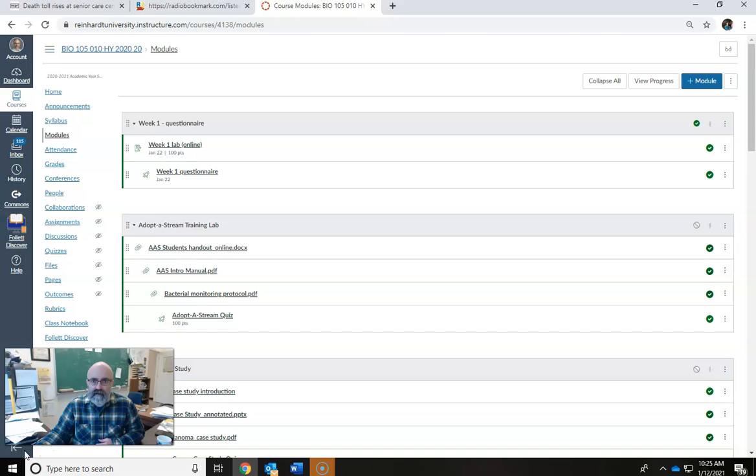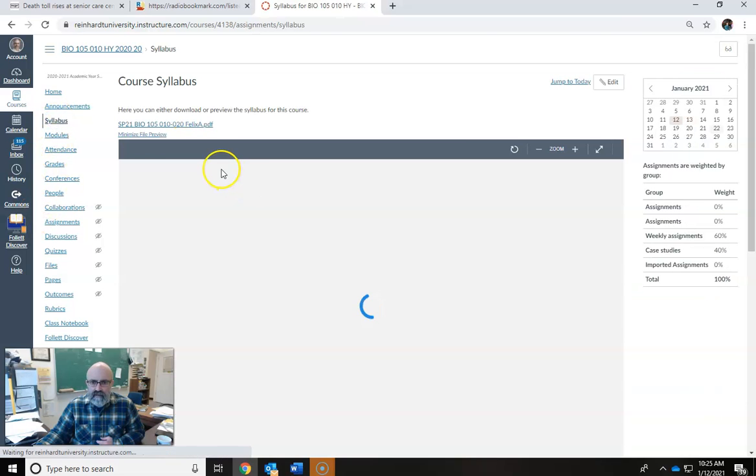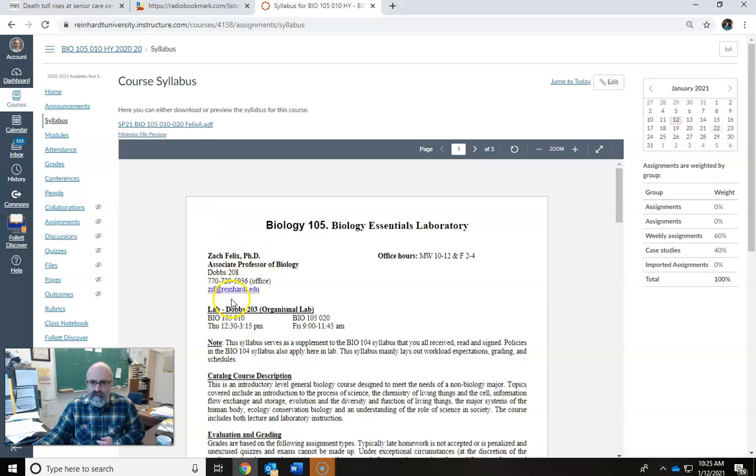My email address is ZIF, Zachary Ira Felix, ZIF at reinhardt.edu. You should be able to find that in the syllabus, right at the top here. There's my email address. I'm in Dobbs 208. If you come in the old part of the stone building, go to the top of the stairs. I'm just to the right at the top of the stairs.